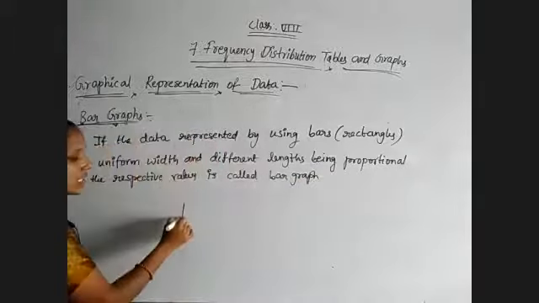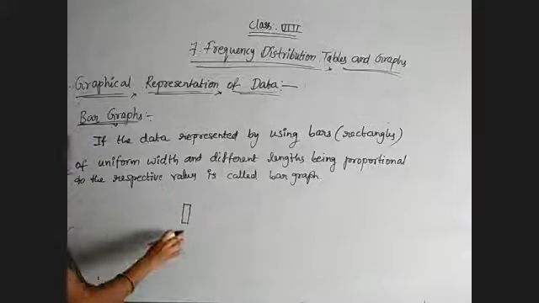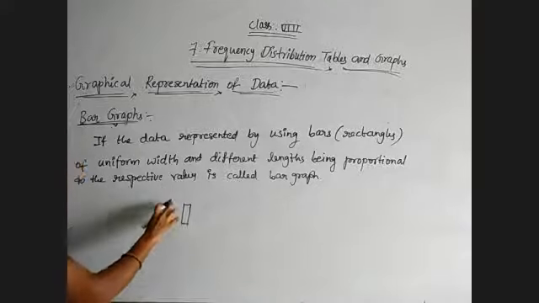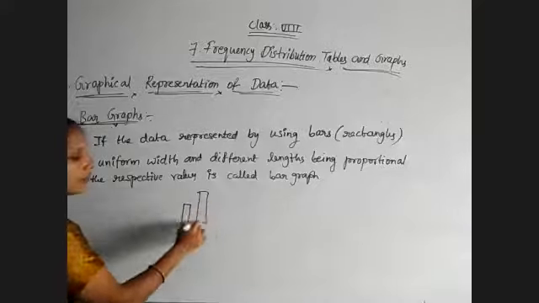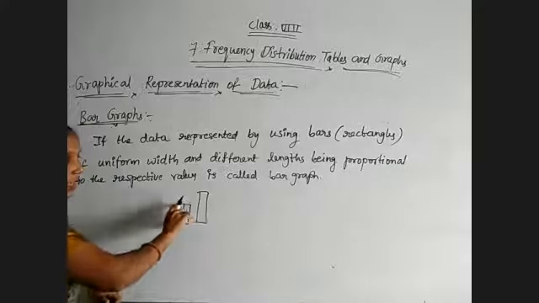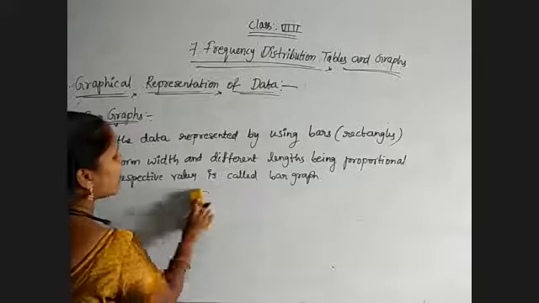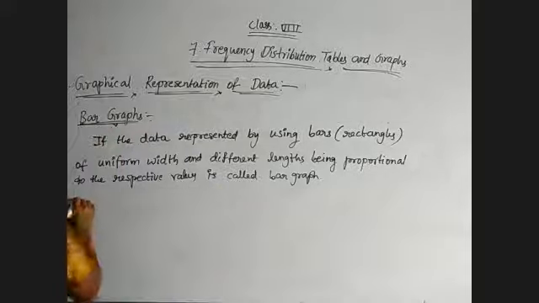This means the length varies; the length depends upon the respective value. Just now we saw grade A has 30 students, grade B has 55 students. Those are the respective values, and for those respective values the length is different. Okay, so we have two types of bar graphs.